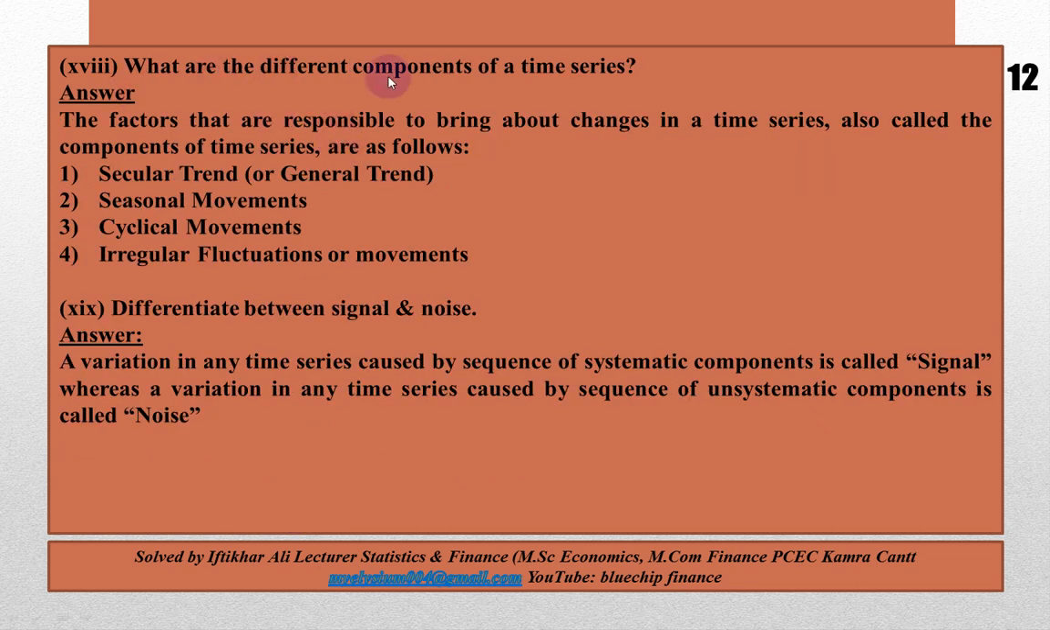Question number 18: what are the different components of a time series? There are 4 types of components of time series: secular trend, seasonal variation or movement, cyclical movements or variation, and irregular fluctuation or movements.